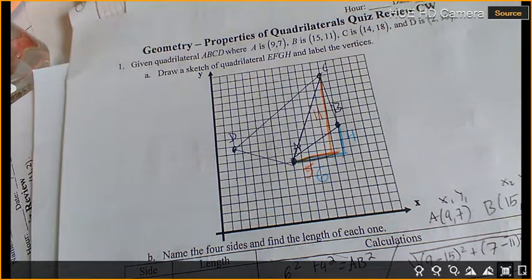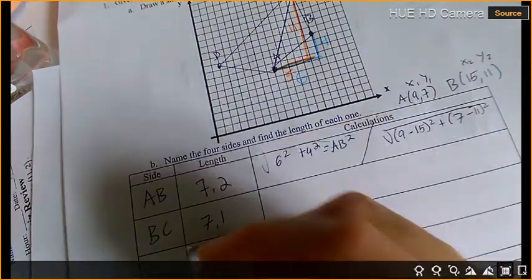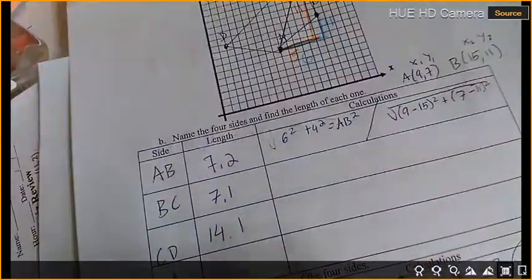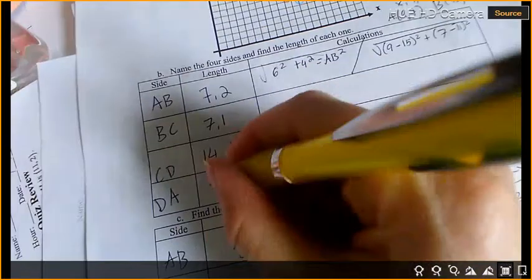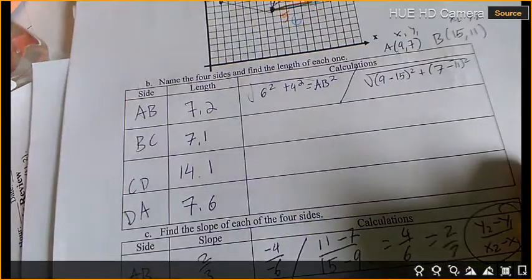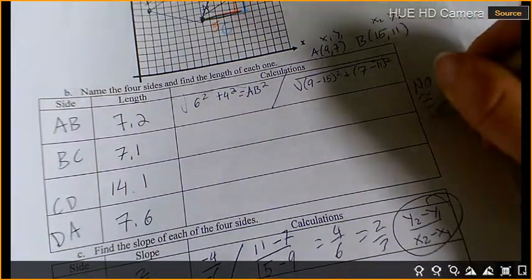Okay, so for B to C, you should have gotten 7.1. For C to D, 14.1. And D to A should be 7.6. Do any of these match? No, so I'm going to write a little note to myself right here on the side. No congruent sides.